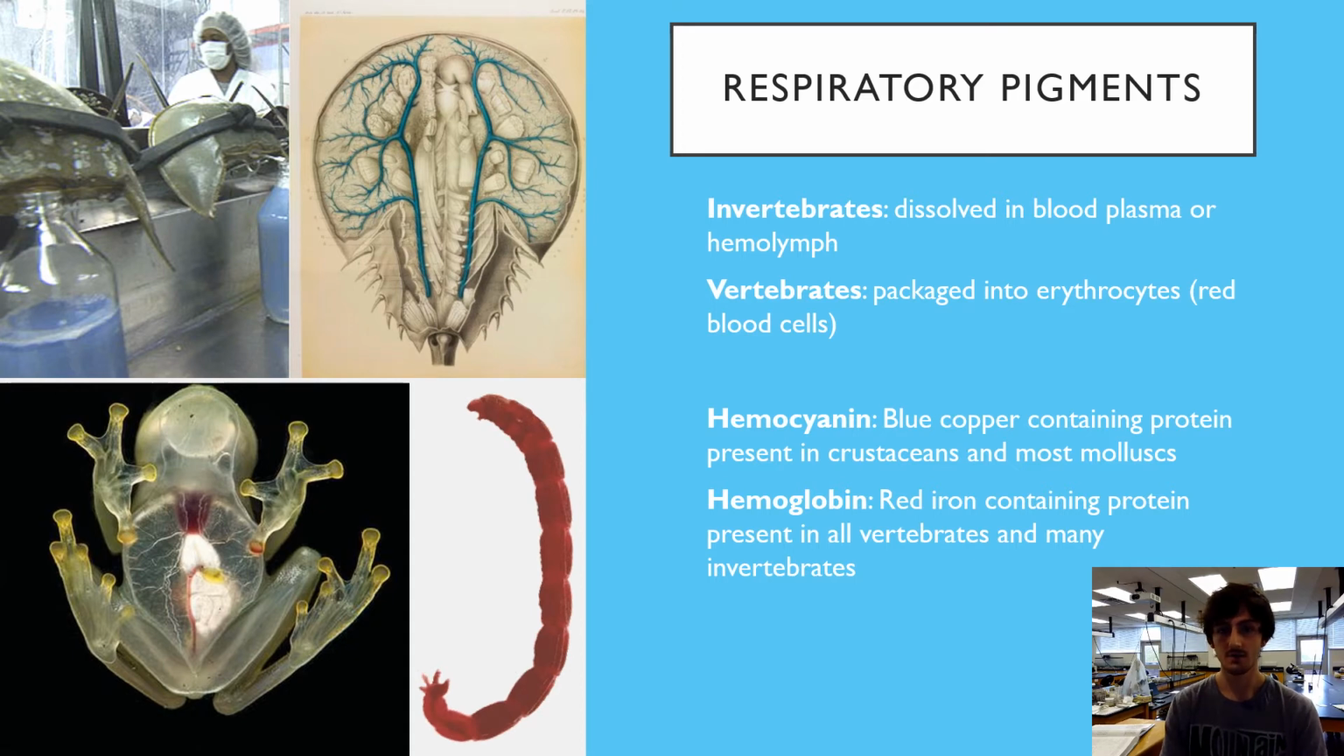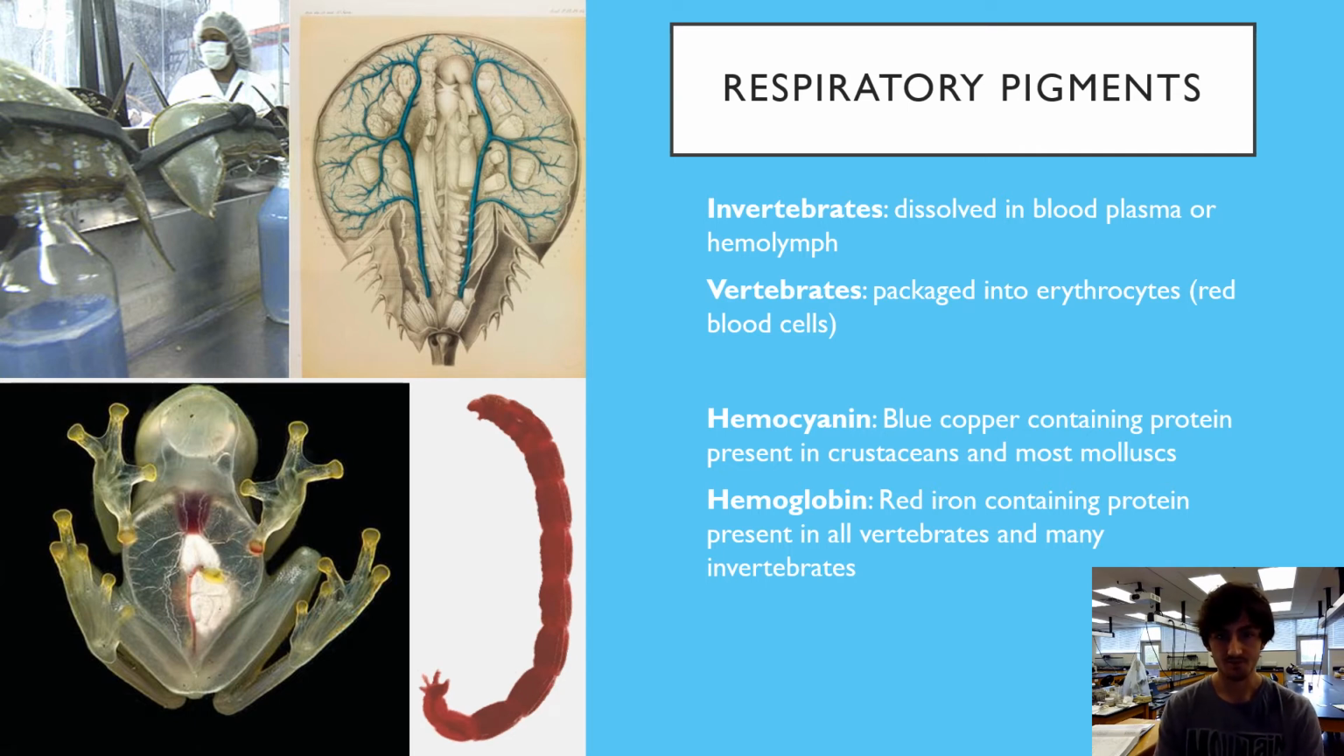So one way you can just visually tell the difference between hemocyanin and hemoglobin, or organisms with hemocyanin or hemoglobin, is just by looking at the color of that blood or that hemolymph. So organisms with hemocyanin will have blue blood, just because of the presence of copper inside of that hemolymph.